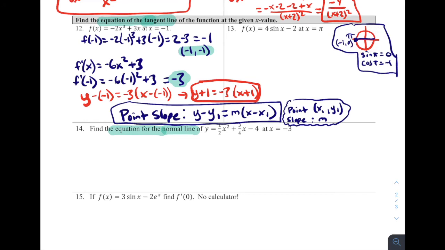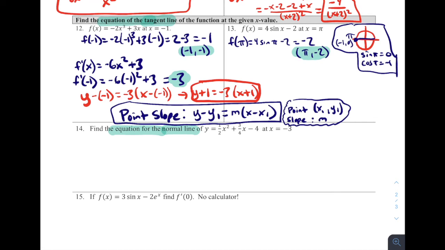All right, so similar to the last one, the first thing I want to know is the point that it goes through. So I want to find f of pi. So that is going to be 4 times sine of pi minus 2. As we just said, sine of pi is 0, so that's 4 times 0 minus 2, which is equal to negative 2. So what coordinate are we dealing with? We're dealing with the point pi comma negative 2 for this problem.